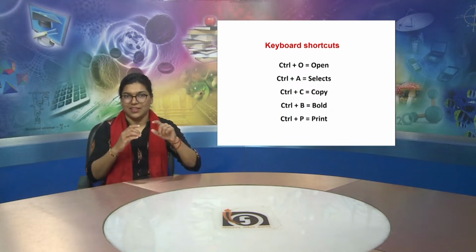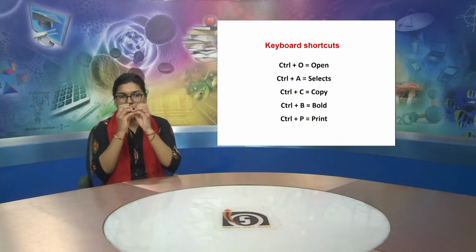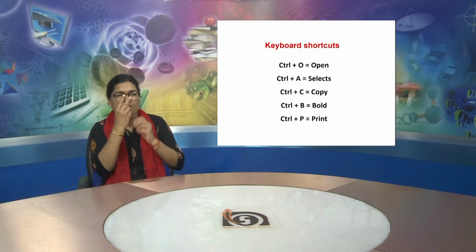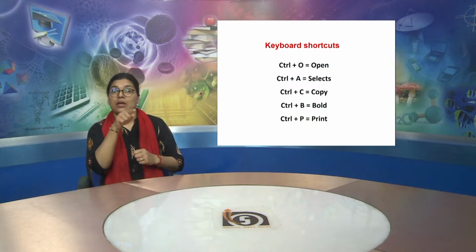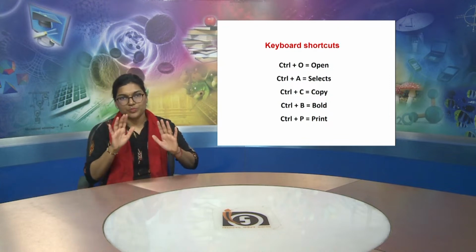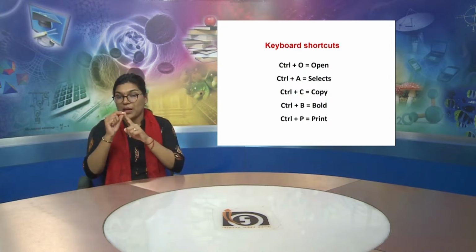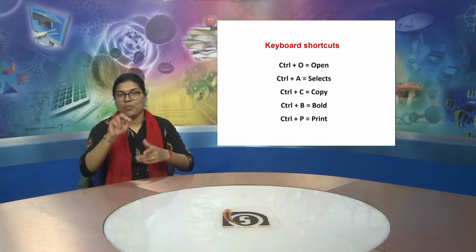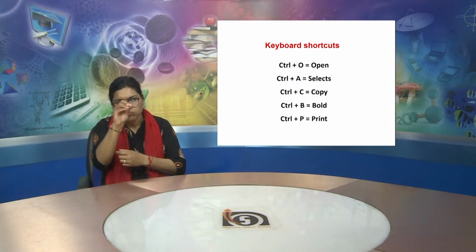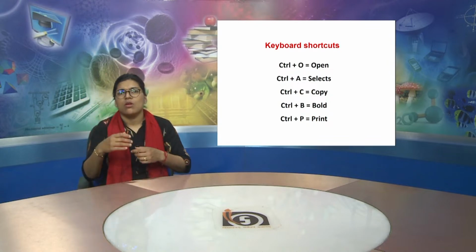And then the fourth shortcut key is bold. We can make our content appear in bold. So for that we use this bold command. And then the fifth keyboard shortcut is Ctrl plus P. That is used for the print command.